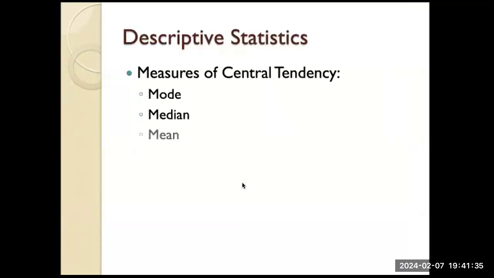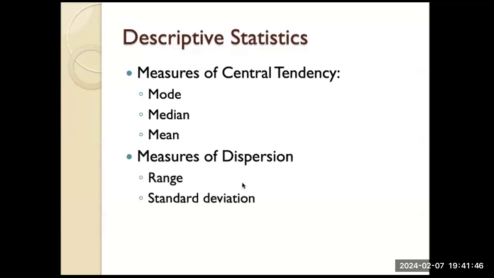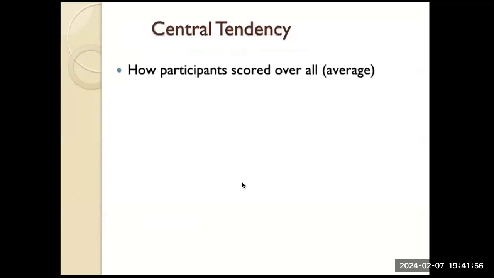So as I mentioned, when we talk about descriptive statistics, we're looking at two main things: measures of central tendency, mean, median, mode, and measures of dispersion, range, standard deviation, and variance. Those are things that we look at for descriptive statistics. The idea of descriptive statistics is that we're trying to capture the main tendency of the sample that we're looking at.